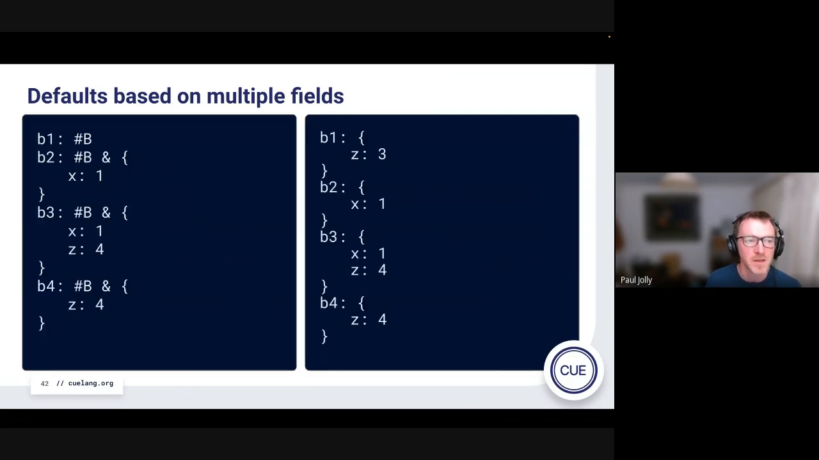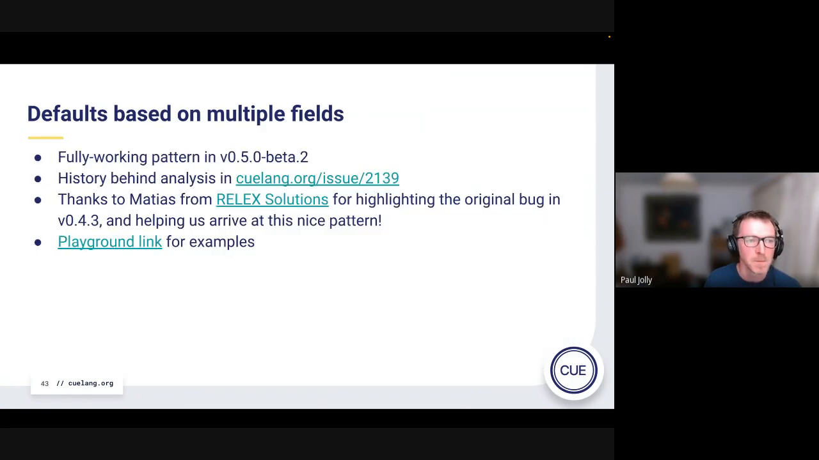And here are just a couple of tests that demonstrate this pattern actually working. We'll include some links. We'll link to this at the end of the presentation. So this fully working pattern will be in 0.5.0 beta 2, because there was another bug we discovered when we actually came to rely on this pattern. The history behind this is in issue 2139. Very big thanks to Matthias from Relic Solutions, who actually highlighted the bug and helped us arrive at this nice pattern. As I said, there's a playground link there for the actual example itself.